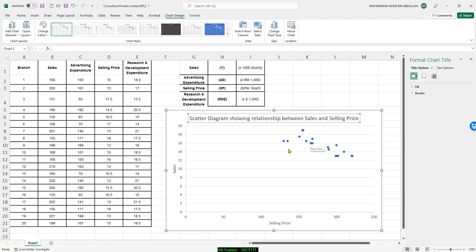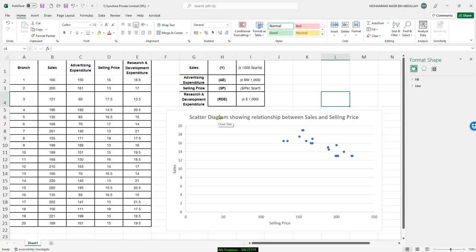So nampak tak elemen yang letak dalam chart title? First part is your diagram type, right? So kita menggunakan scatter diagram. So I start with a scatter diagram showing a relationship. Apa objektif kita? Kita nak tengok relationship, the trend, ataupun relationship, or you boleh replace dengan trend lah, between apa variable yang kita guna? Sales and selling price. So the first mention is our dependent variable, the second mention is for independent variable, right?